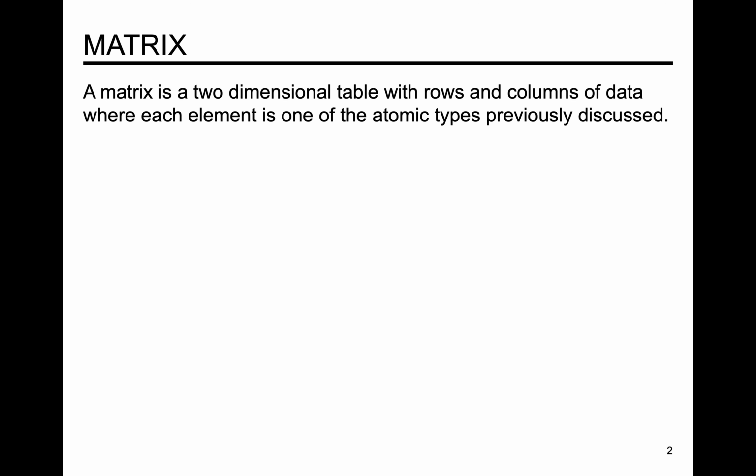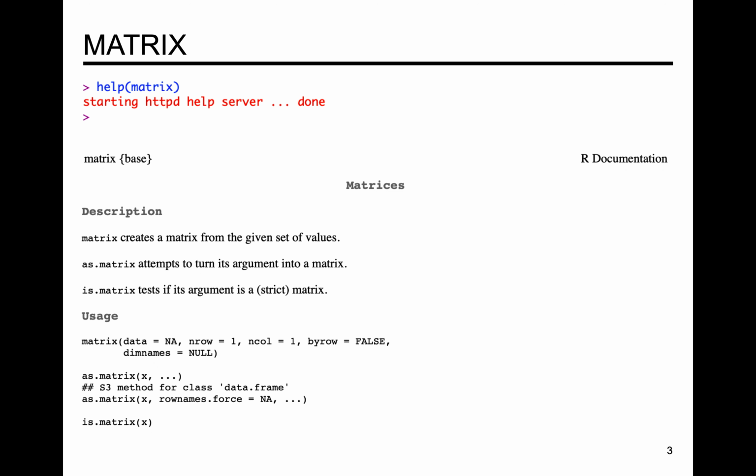the atomic types we previously discussed. If you open the R console and type help(matrix), you'll see a window pop open showing the documentation you see on the screen now.